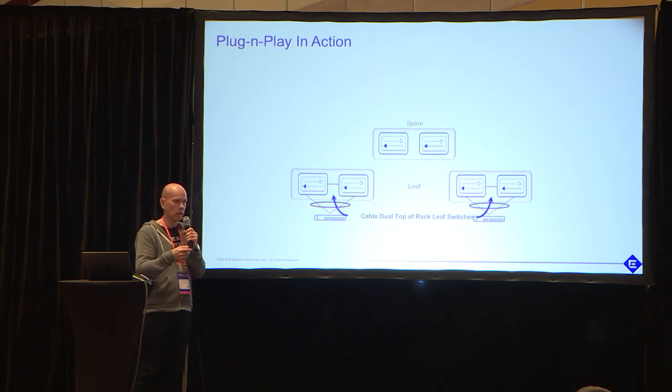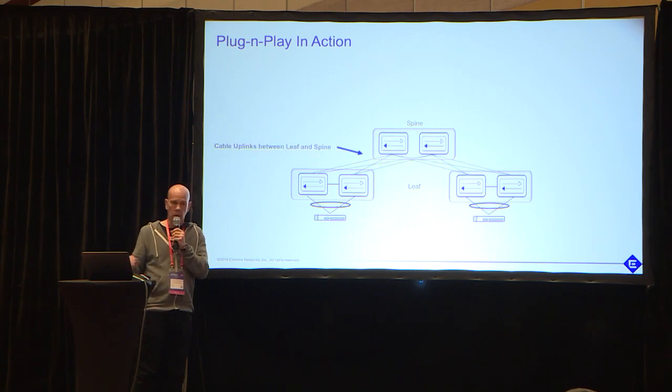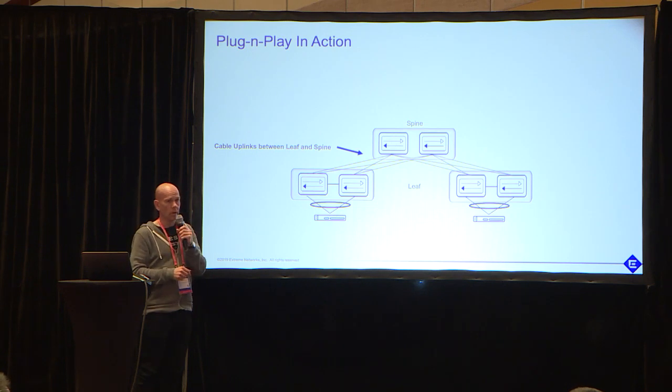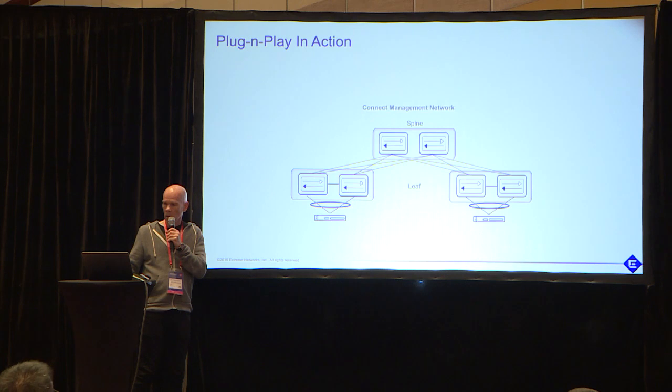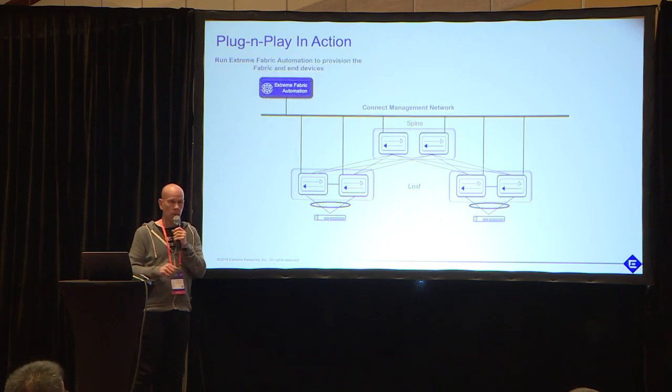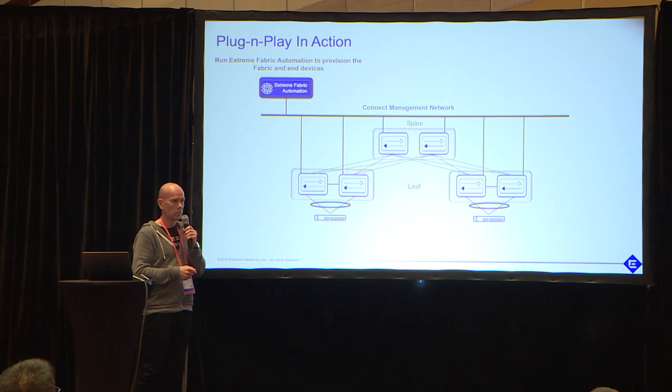You use MLAG, MCT, something like that on layer 2. You then connect in your leaf-to-spine connections, so physically connect your cables. Then you connect your management network, where you basically have this application running. Okay, so this is my infrastructure now.